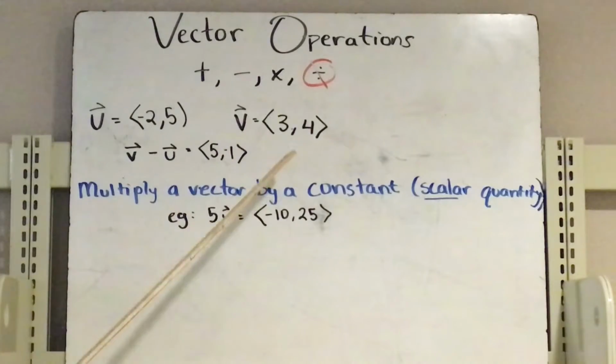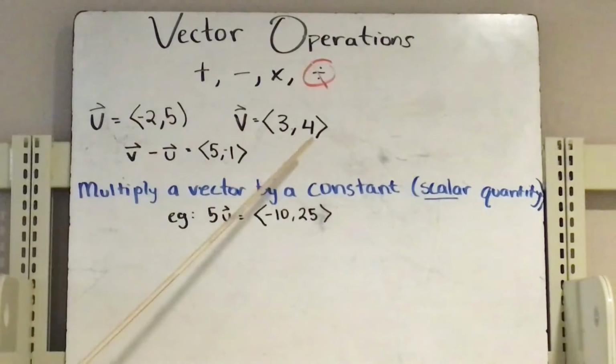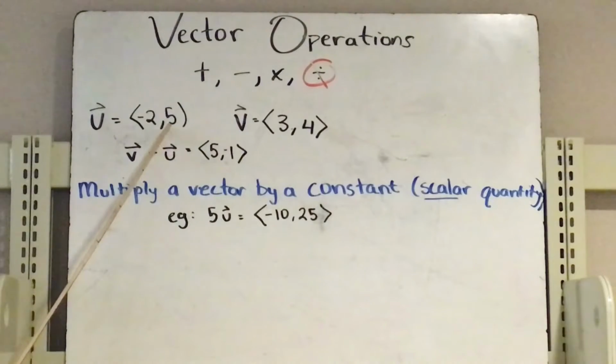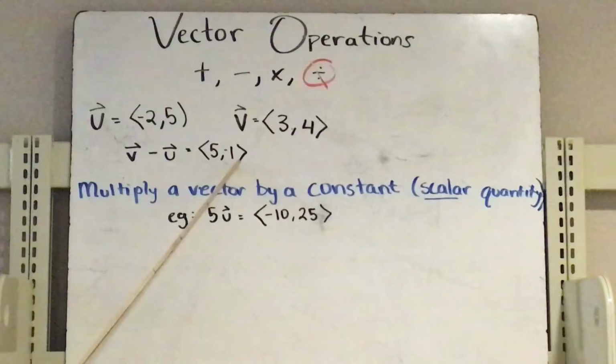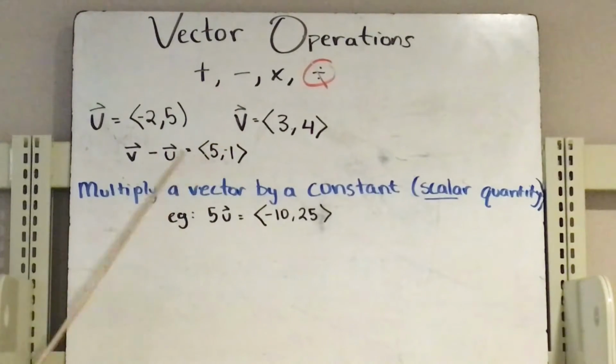Then for the y component, since it's v minus u, we take 4 minus 5, which is negative 1. So that would be the y component of our subtraction. So this is the vector that would ensue from vector v minus vector u.